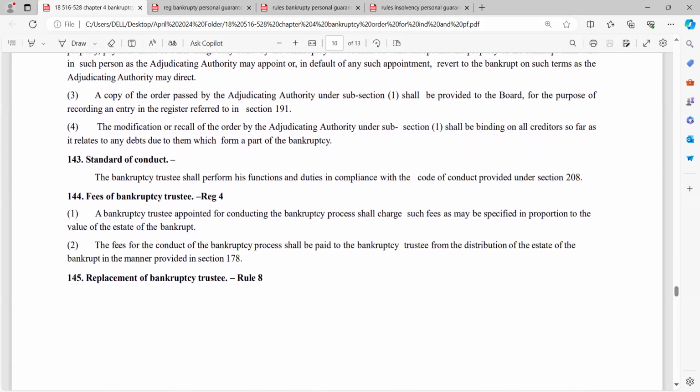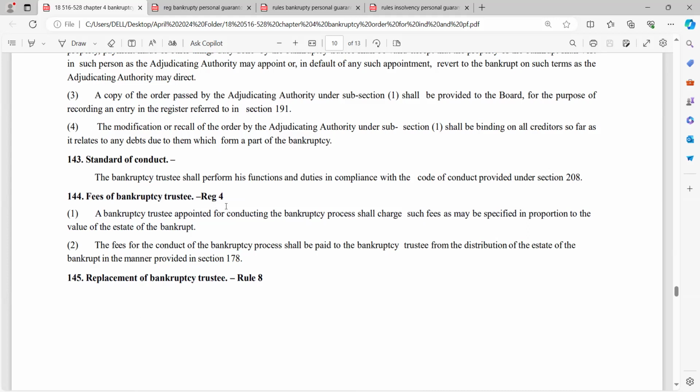143 बोलता है standard of conduct. So the bankruptcy trustee shall perform his functions and duties in compliance with the code of conduct. मैंने कोड ऑफ कंडक्ट पर भी आपसे 2 पीपीटी शेयर की थी, मटेरियल शेयर किया था. एक तो जो कॉन्ट्रावेंशंस हैं, कॉन्ट्रावेंशंस पे किसी मैगजीन में आर्टिकल था, वो वाला शेयर किया था मैंने. तो आई होप यू हैव गॉन थ्रू इट, नहीं तो उसको संडे को एक बार देख लीजिएगा.